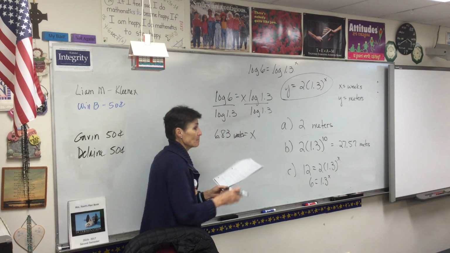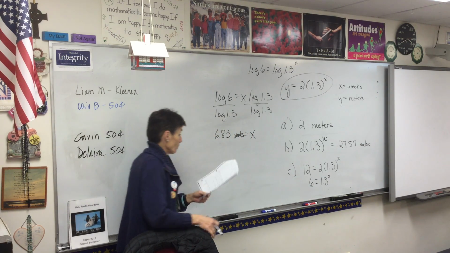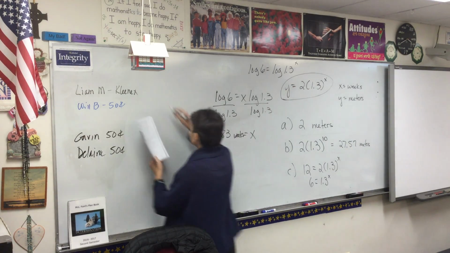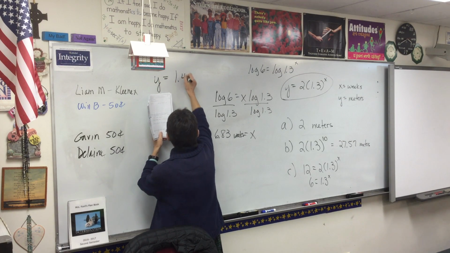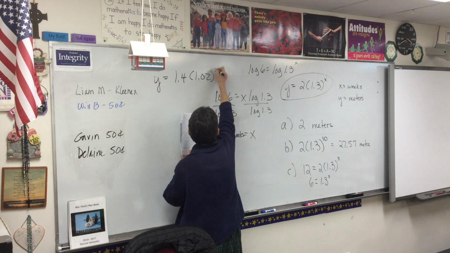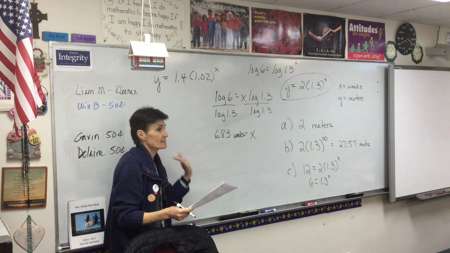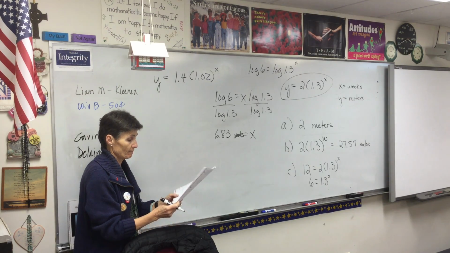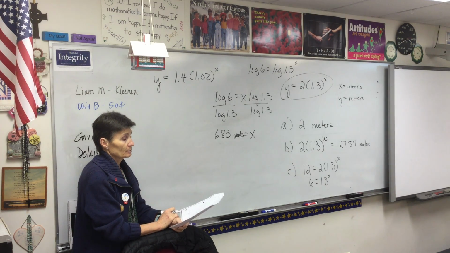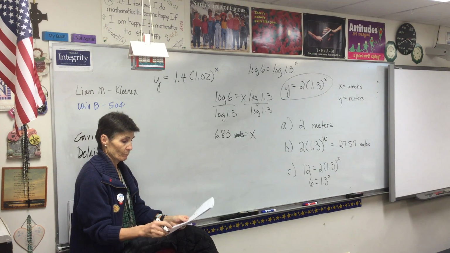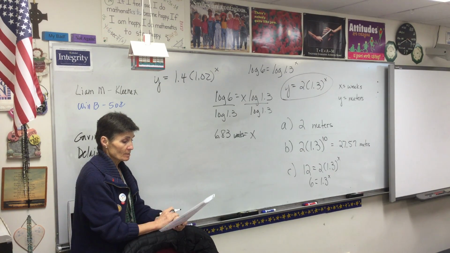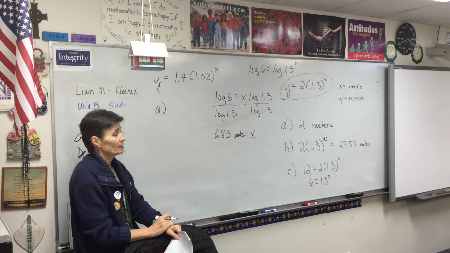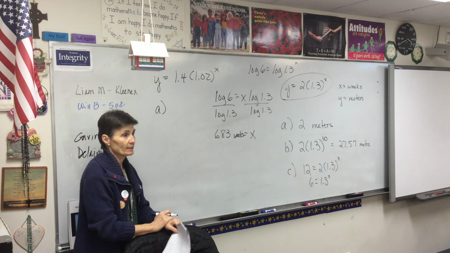All right, now we're going to do the same thing, but we're going to do it for a different kind of plant, which has a different equation. So its equation is 1.4 times 1.02 to the x. We're going to ask exactly the same questions, but we're going to be using this equation instead. All right, so what is the initial length? How long is the plant when we get started?